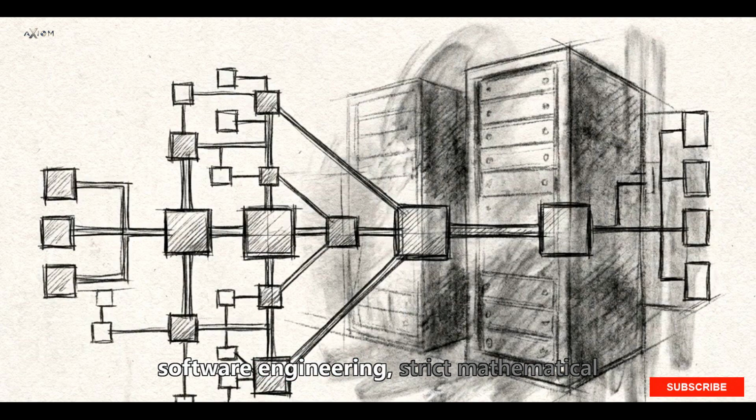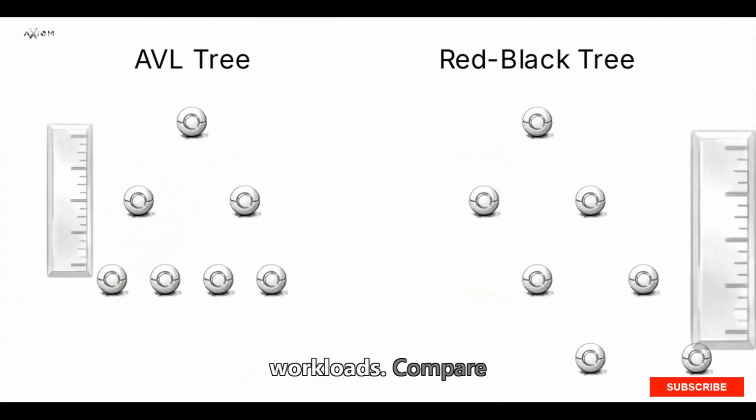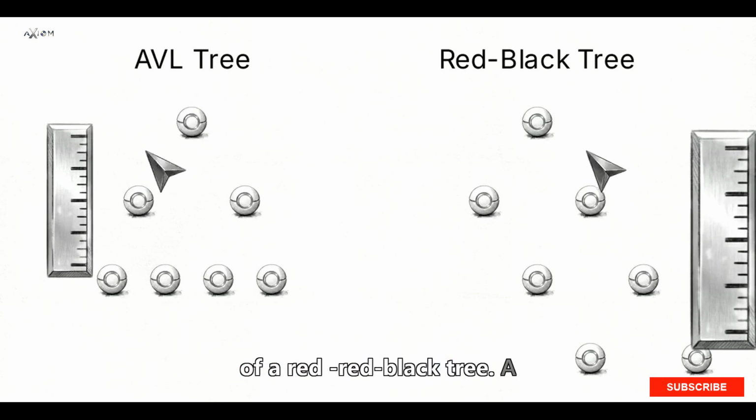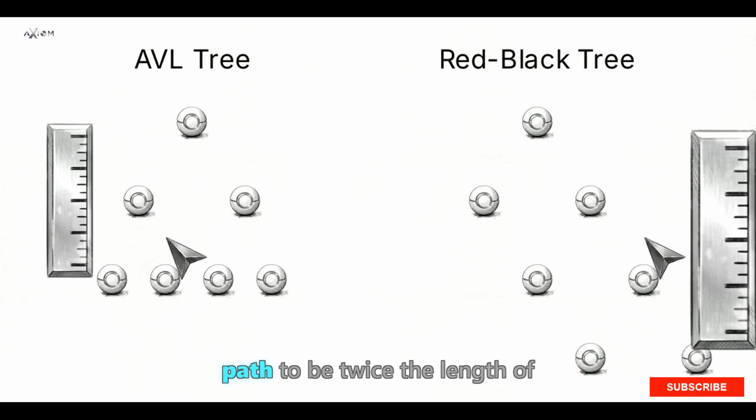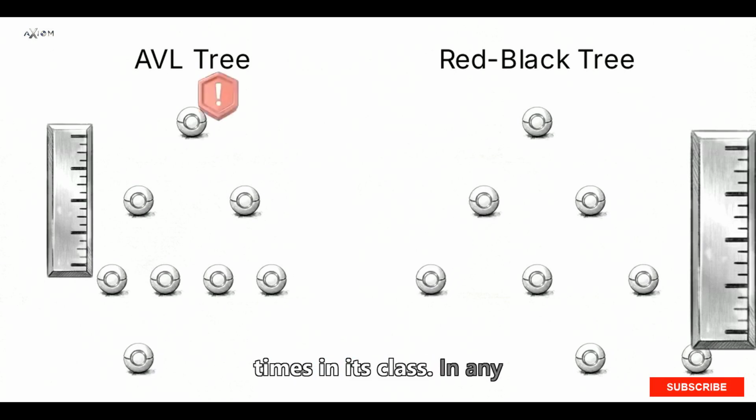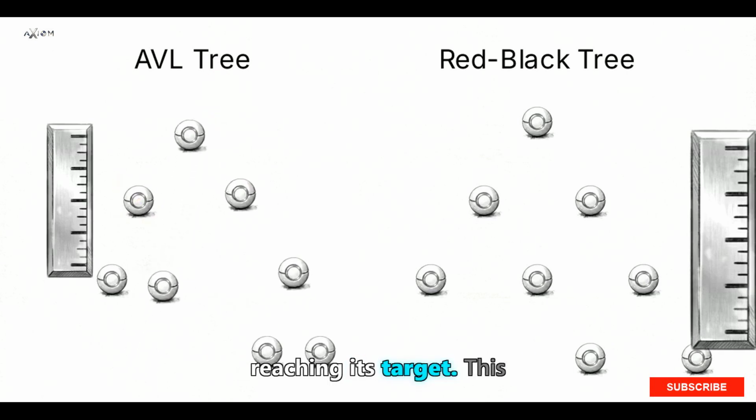In software engineering, strict mathematical perfection incurs a computational cost. The AVL tree's structural rigidity makes it a specialized tool for specific workloads. Compare the strict AVL invariant, where height differences cannot exceed 1, with the relaxed balancing of a red-black tree. A red-black tree allows its longest path to be twice the length of its shortest. Because the AVL tree enforces the strictest possible height balance, it yields the fastest lookup times in its class. In any search, the algorithm traverses the fewest number of nodes before reaching its target.